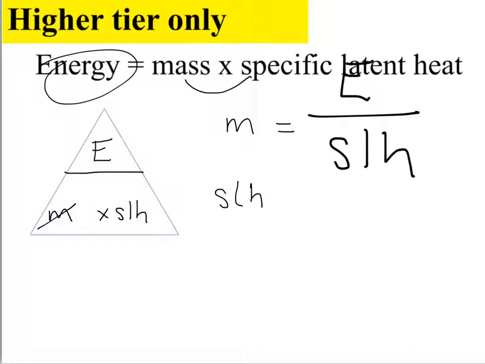We can do a similar thing for calculating the specific latent heat. If I cover this one up, then I'm left with energy divided by mass. So I'll write that over here. Specific latent heat is equal to energy divided by mass. Now I have two other forms of the equation that I could use to answer different types of problems.